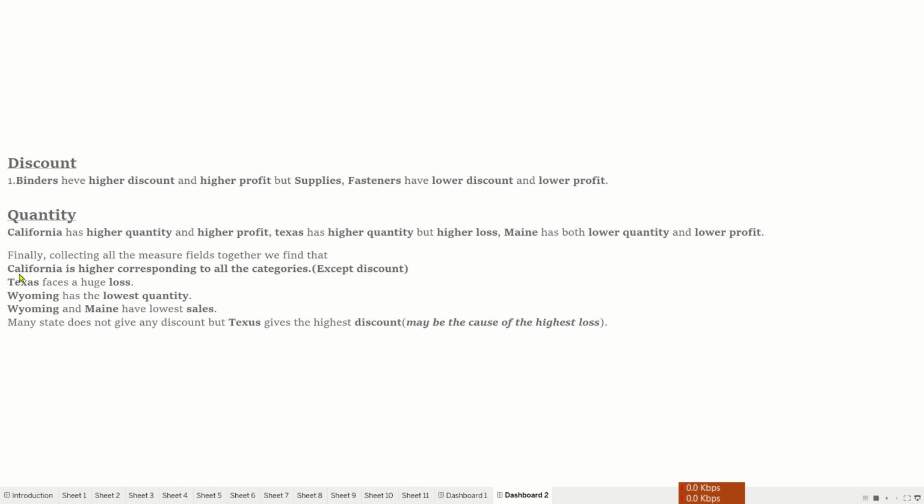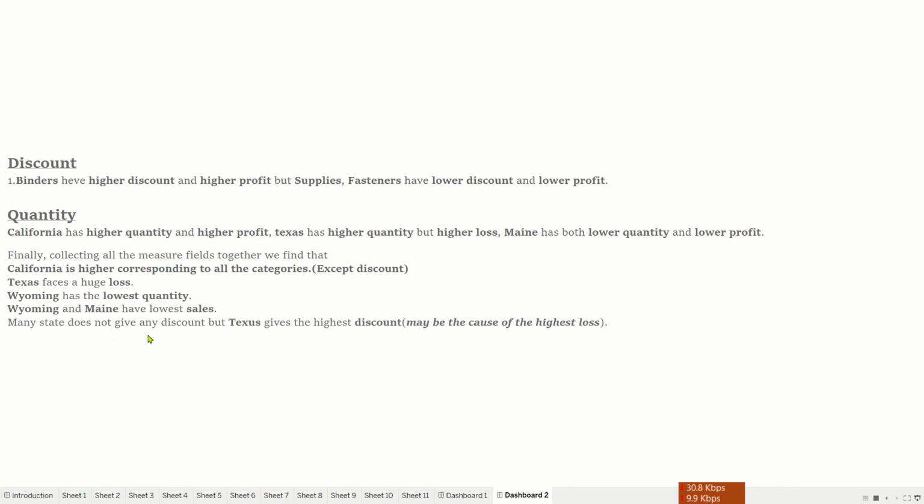In a nutshell, finally, we can conclude that collecting all the major fields together, California is higher corresponding to all the categories except discount. Texas faces a huge loss. Wyoming has the lowest quantity. Wyoming and Maine have the lowest sales.